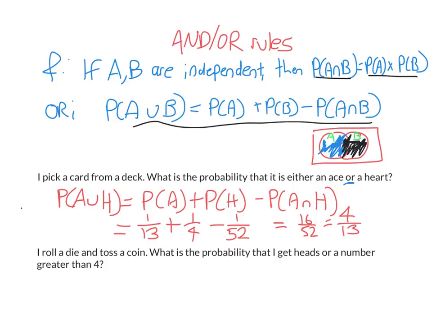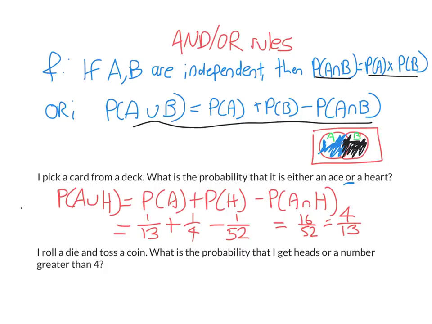So let's do this question. I roll a die and toss a coin. What is the probability that I get heads or a number greater than 4? So again, in maths, or means one or the other or both. So I'm saying, what's the probability I get heads, I get a number greater than 4, or both? So let's have a look.